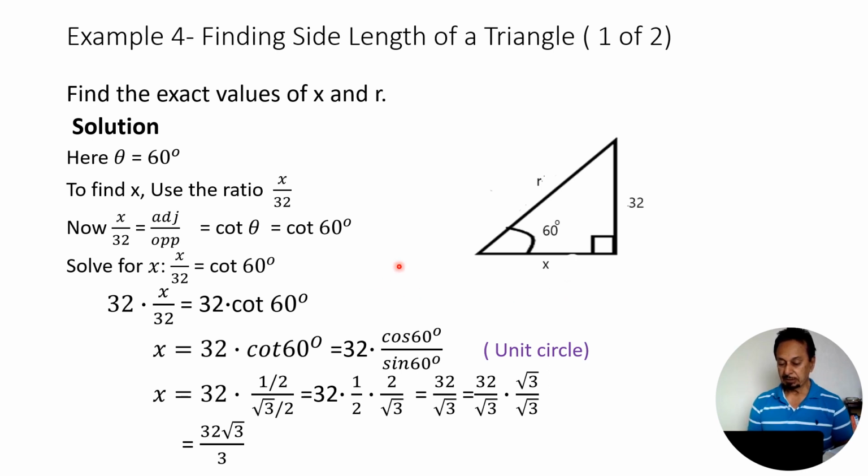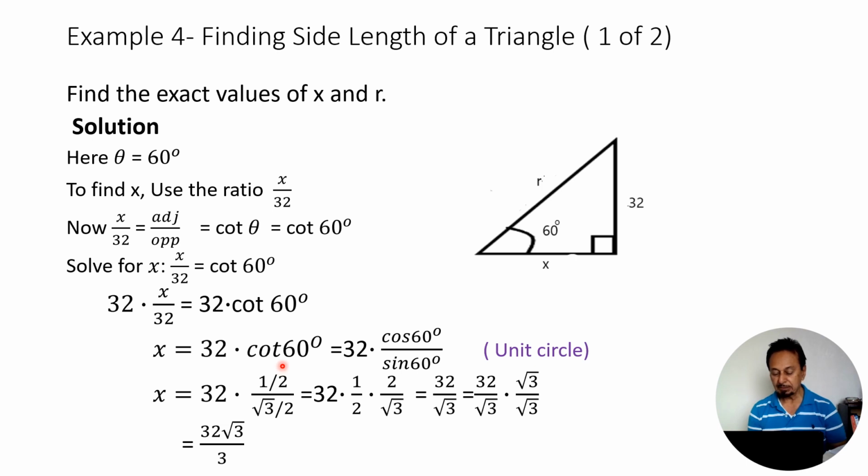x over 32: x is the adjacent side and 32 is the opposite side. So adjacent over opposite is cotangent theta. Theta is 60, so it becomes cotangent 60 degrees. Now we solve this equation for x by multiplying both sides by 32. So this equation becomes 32 times x over 32 equals 32 times cotangent 60 degrees. The 32s cancel out, you get x, and you have 32 cotangent 60 degrees.